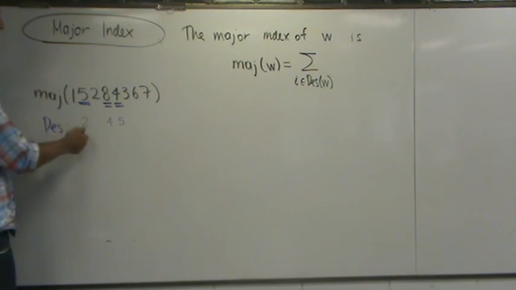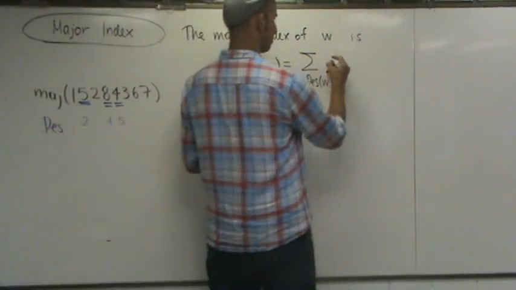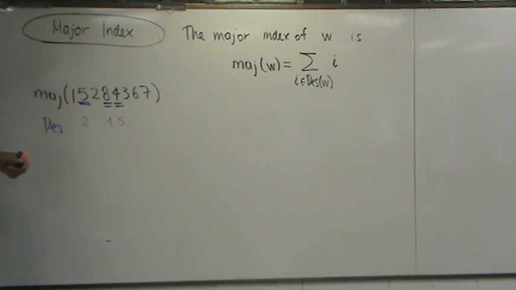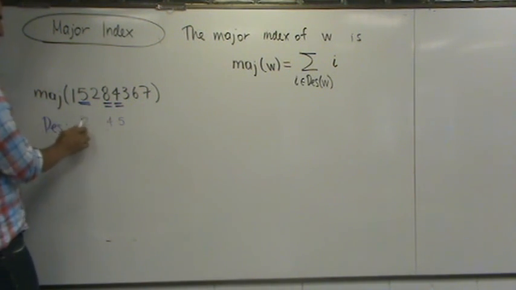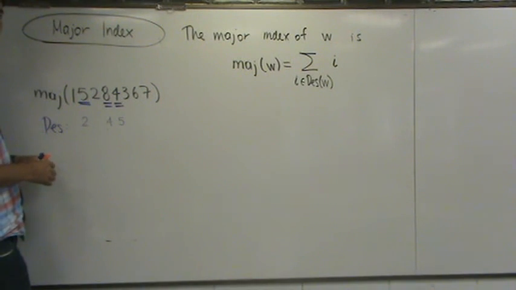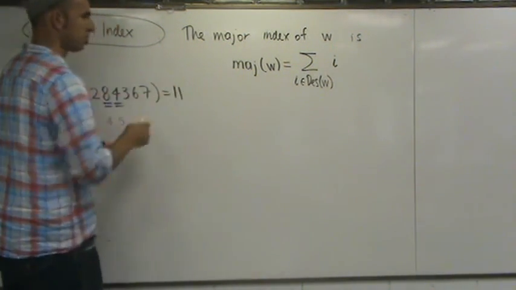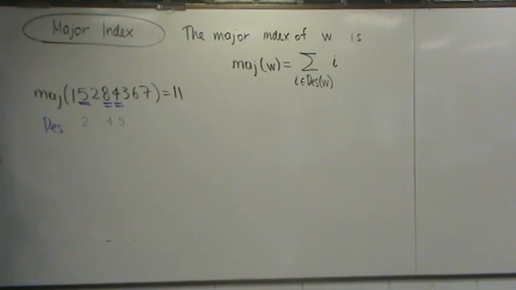And what I do is that I just sum these numbers. So 2 plus 4 plus 5 is 11. Okay, that's called the major index of this permutation. It seems like a strange thing to do.